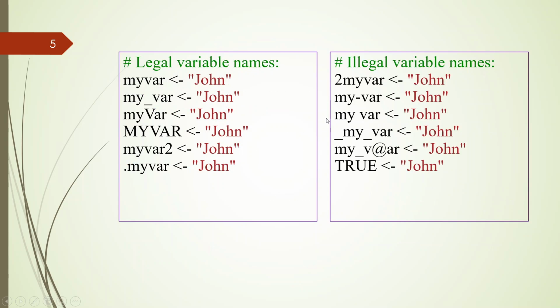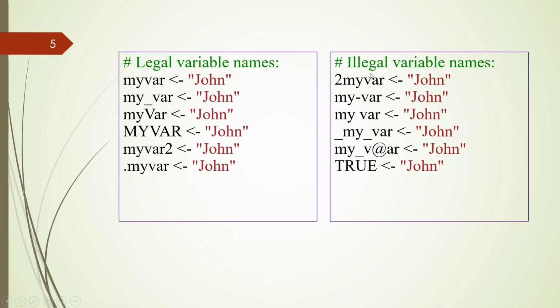So here I have given the list of legal variable names and illegal variable names. Let's observe the illegal variable names. Why is this first variable illegal? Because it is starting with a number. Why is the second one illegal? Because here a hyphen has been used, it is a special character. Why is the third one illegal? Here a space is given. Why is the fourth one illegal? Because the starting letter is an underscore, it is not allowed here. Why is the next one illegal? Here the at the rate symbol, a special character, has been used, that's why it is illegal. And here TRUE is a keyword, so this cannot be a variable name.